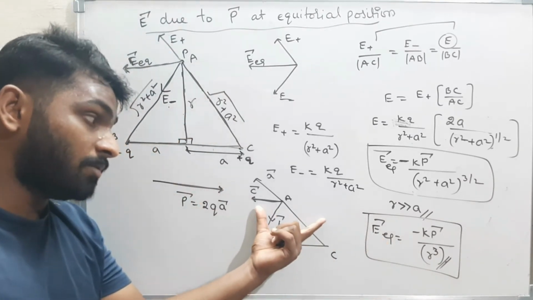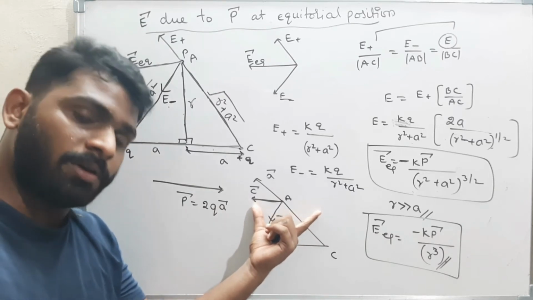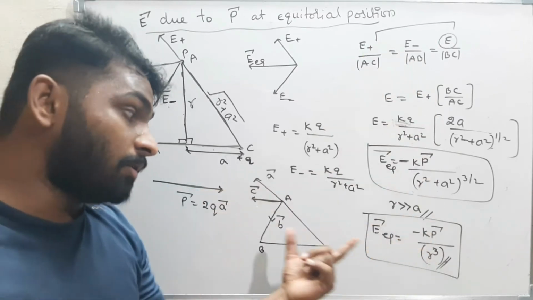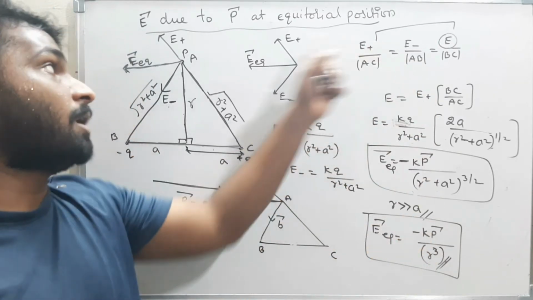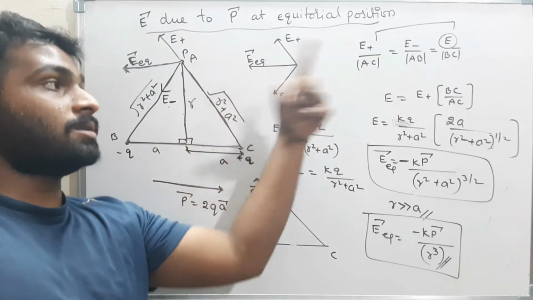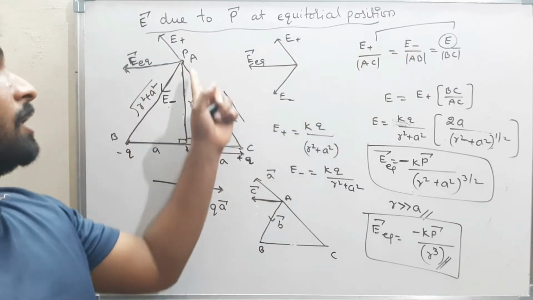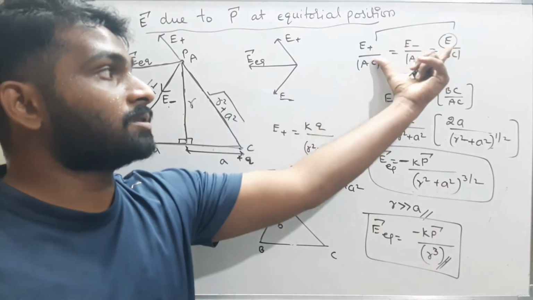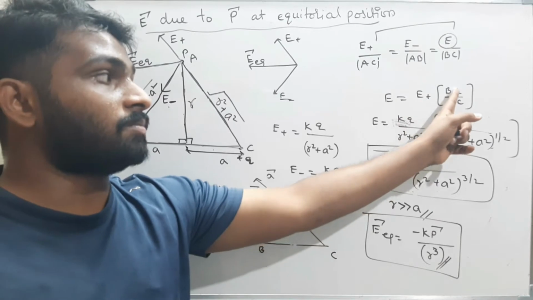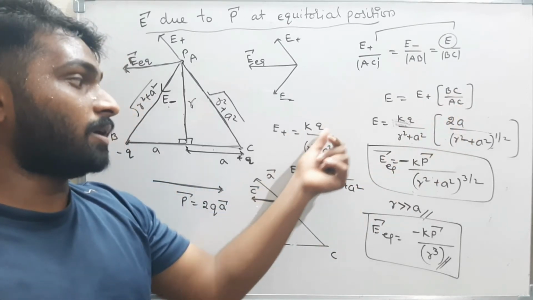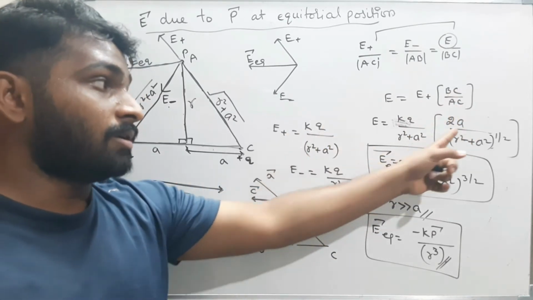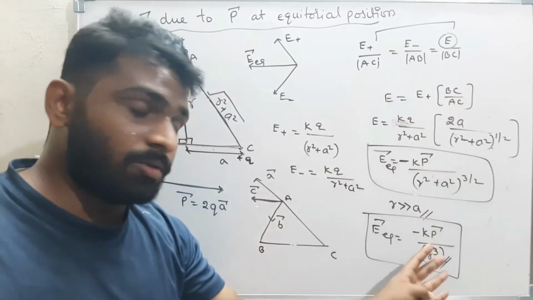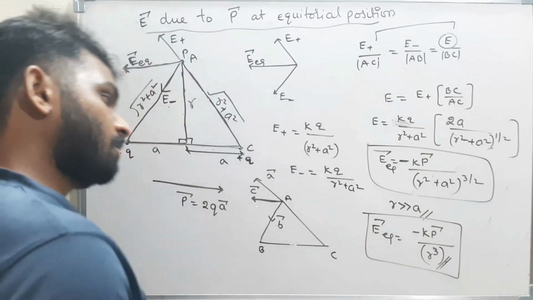See, this is very important. The Lami's theorem. Very important. Without this, you can't solve this. To solve it very simply, we need this Lami's theorem. Therefore, E plus by AC, E minus by AB, and E equivalent by BC. If I am using these two equations, now I got E. E is nothing but E plus into BC by AC. E plus is nothing but KQ by R square plus A square. BC is 2A and AC is root of R square plus A square. Now I solve it, I got the answer. That's all, nothing else.